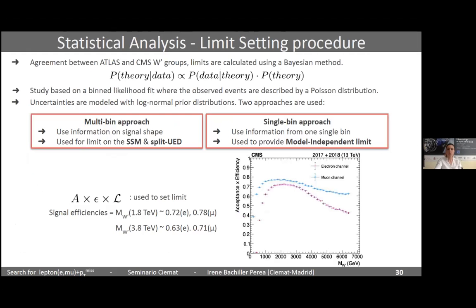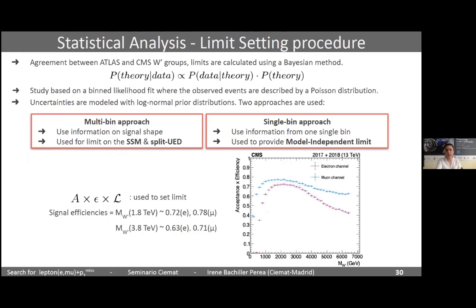So now we move to the statistical analysis. This study is based on a binned likelihood fit, where the observed events are described by a Poisson distribution in each bin, and the uncertainties are modeled with log-normal distributions. And we use two approaches. We will use either a multi-bin approach, using information on the shape, or a single bin, where we don't have information on the shape, just one bin.